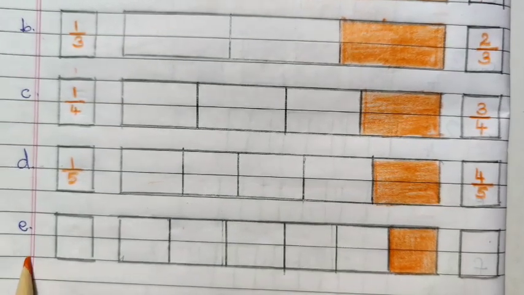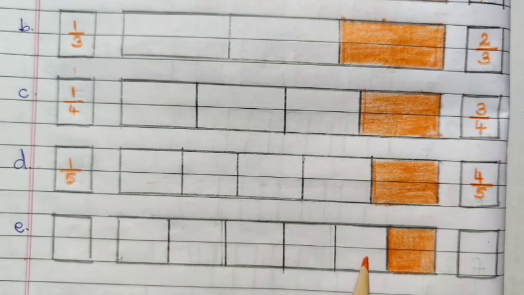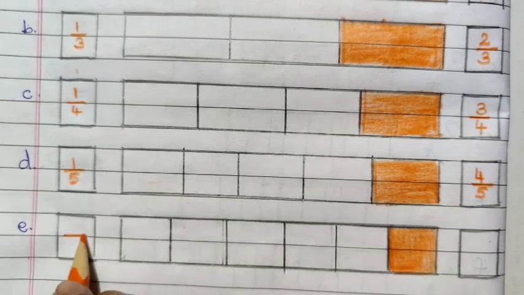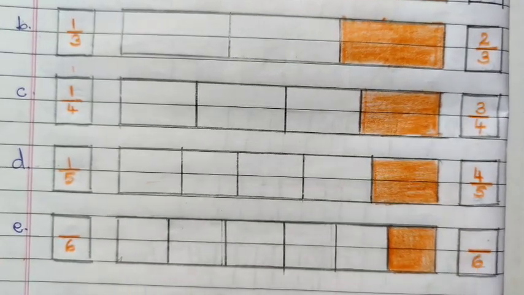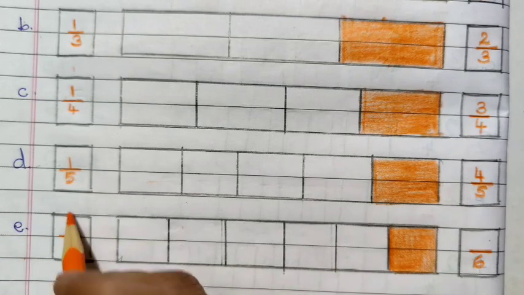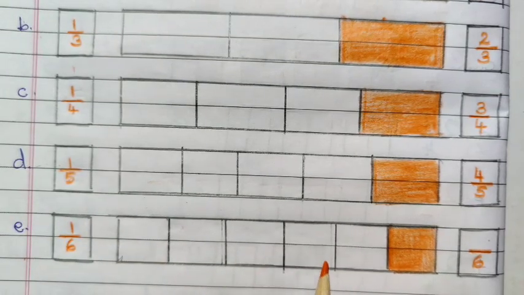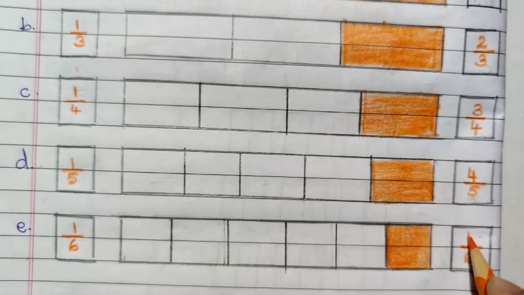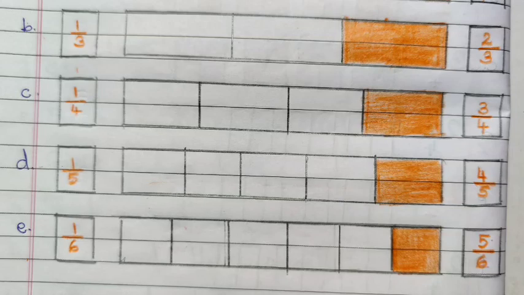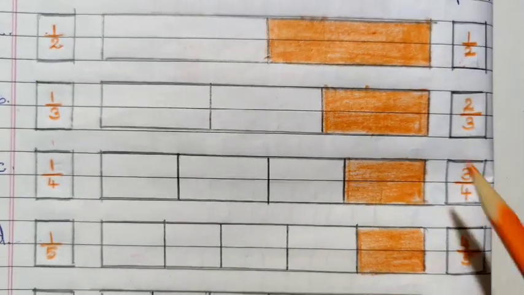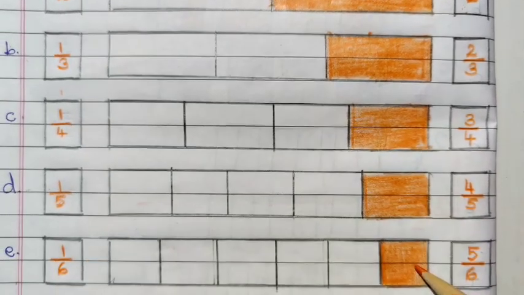The next one, E. How many total parts? 1, 2, 3, 4, 5, 6 total parts. And from these 6 total parts, how many are colored? Only 1. How many not colored? 1, 2, 3, 4, 5 are not colored. Now, look at the colored parts. We have here, here, here, here and here.